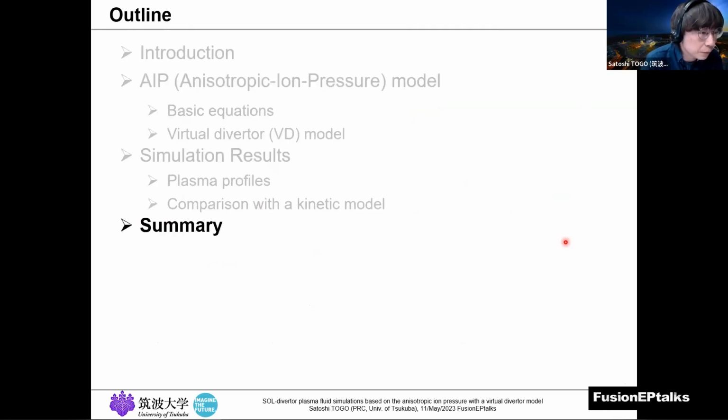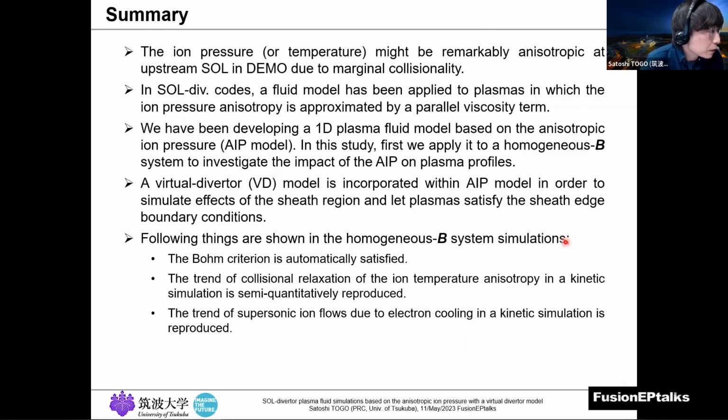Finally, let me summarize this talk. The ion pressure or temperature might be remarkably anisotropic at upstream SOL in DEMO due to marginal collisionality. And in SOL-divertor codes, a plasma fluid model has been applied to plasmas in which the ion pressure anisotropy is approximated by a parallel viscosity term.